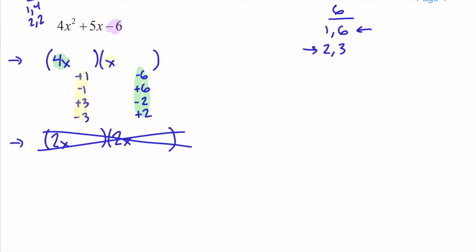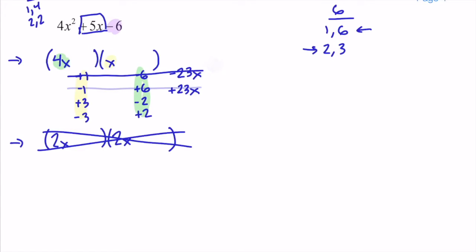So if I look at the first one, 4 times a negative 6 gives me negative 24x, and then x times the 1 gives me just 1x. That's going to give me a negative 23x. Not even close to the 5x that I want to get. The next one's going to give me a positive 23x because all that happens is the signs get swapped. So neither of those is right.